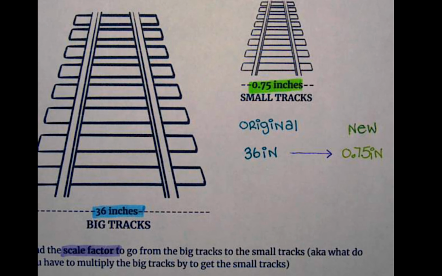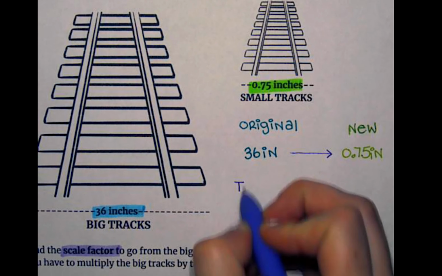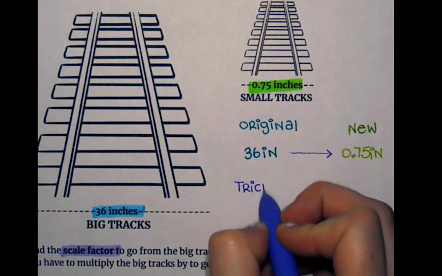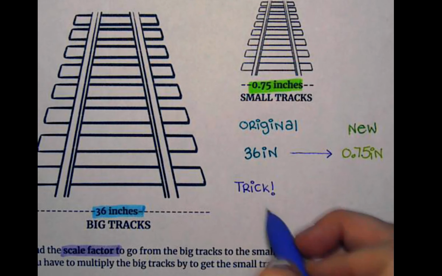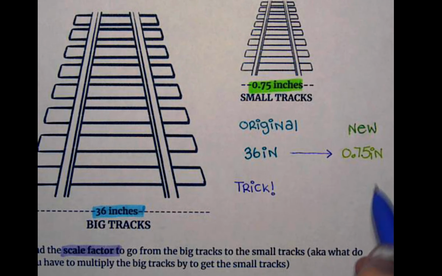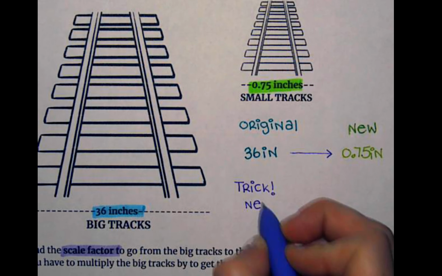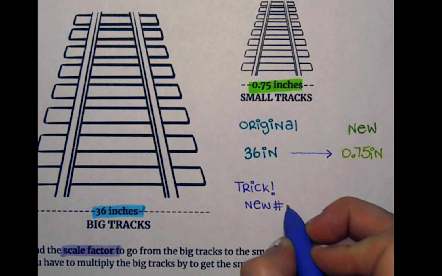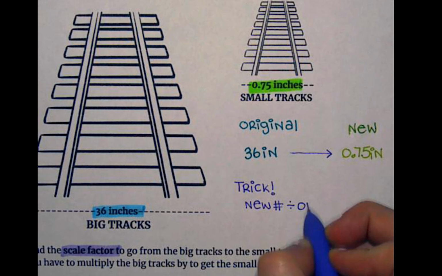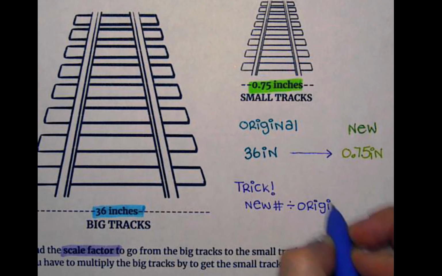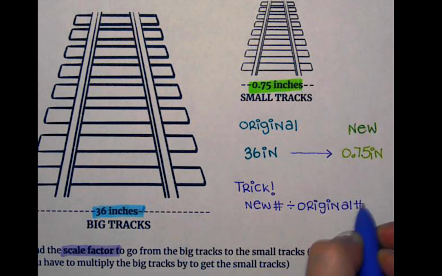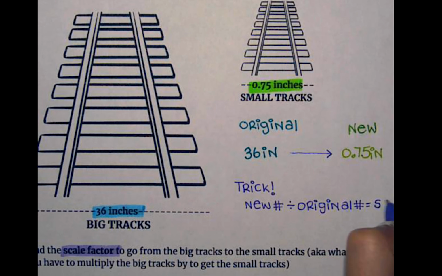And now we're going to work with that trick that I showed you guys last time. I'm just going to write it right here. Our little trick. You could guess and check and just try to multiply something by 36 in order to get 0.75. But the trick that I taught you guys last week is if you do the new number and you divide it by the original number, you will get your scale factor. I'm just going to write scale factor as SC for now. Okay, so that's our trick.